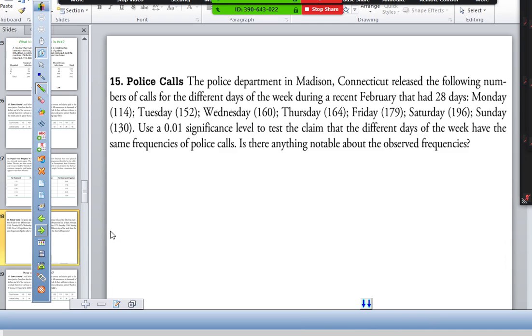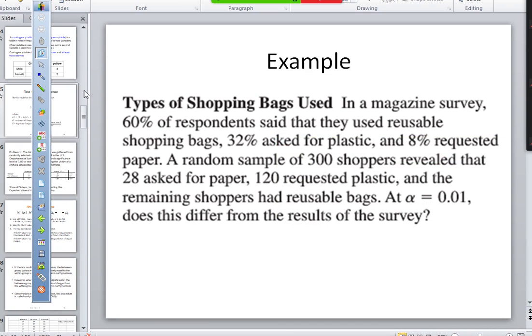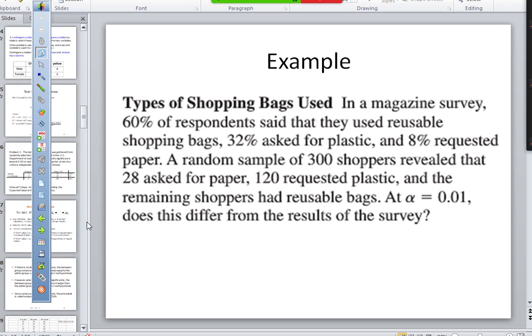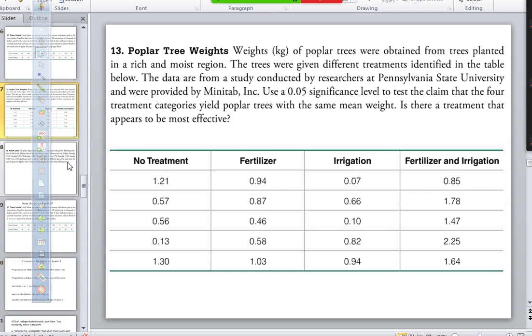Okay, last one. Maybe if I do this. Hold on. Sorry, guys. Uh-oh. That one? No. That one. There we go.